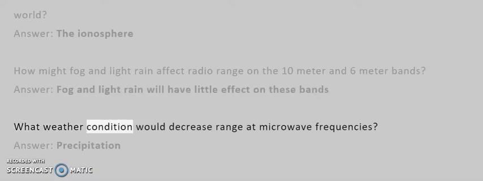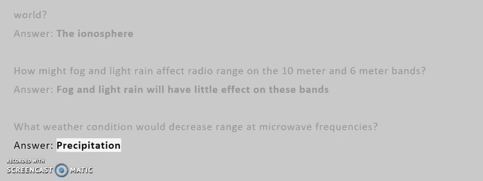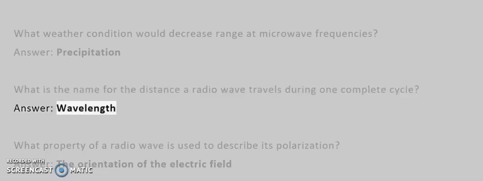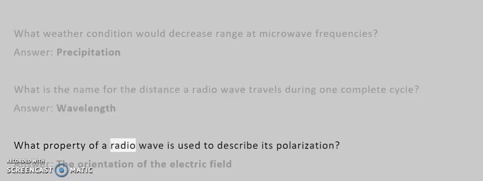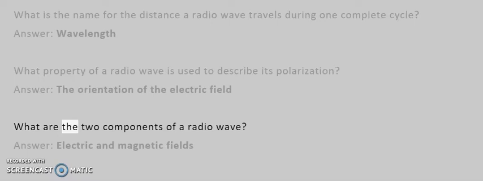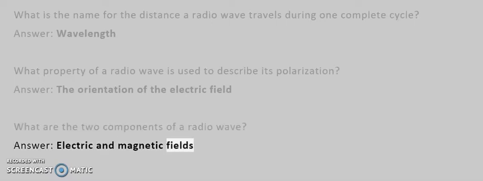What weather condition would decrease range at microwave frequencies? Answer: Precipitation. What is the name for the distance a radio wave travels during one complete cycle? Answer: Wavelength. What property of a radio wave is used to describe its polarization? Answer: The orientation of the electric field. What are the 2 components of a radio wave? Answer: Electric and magnetic fields.